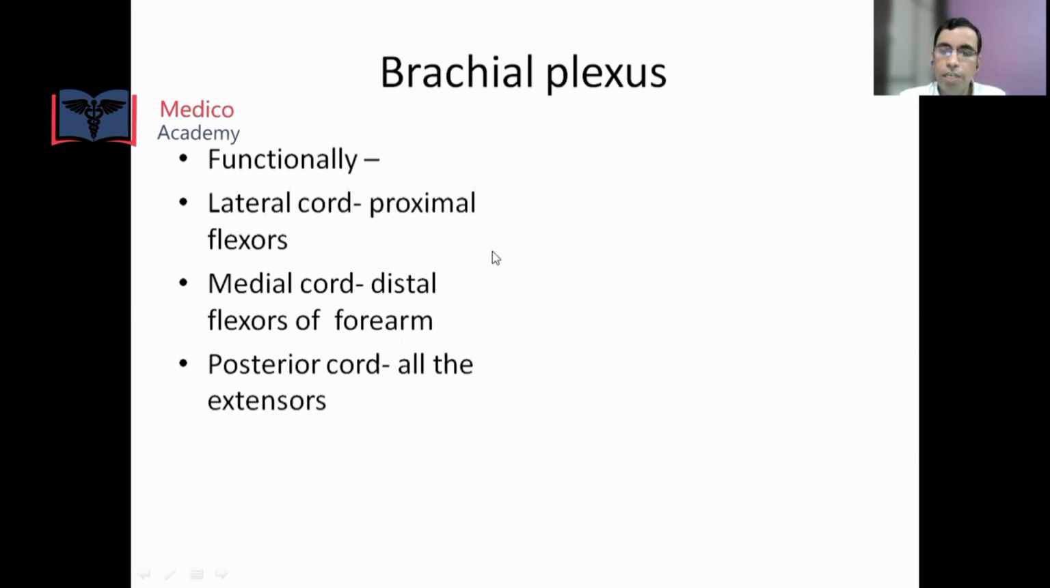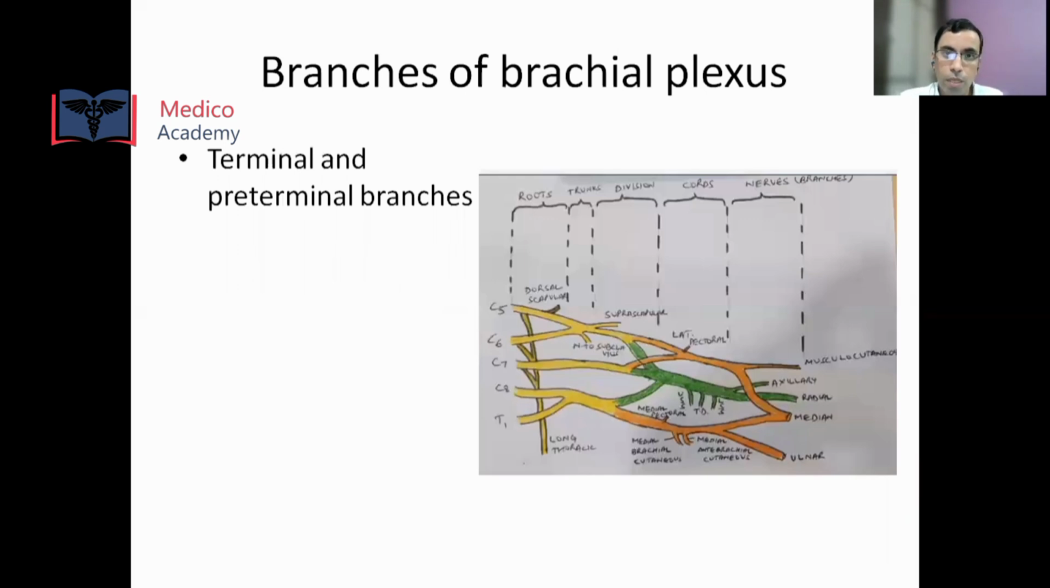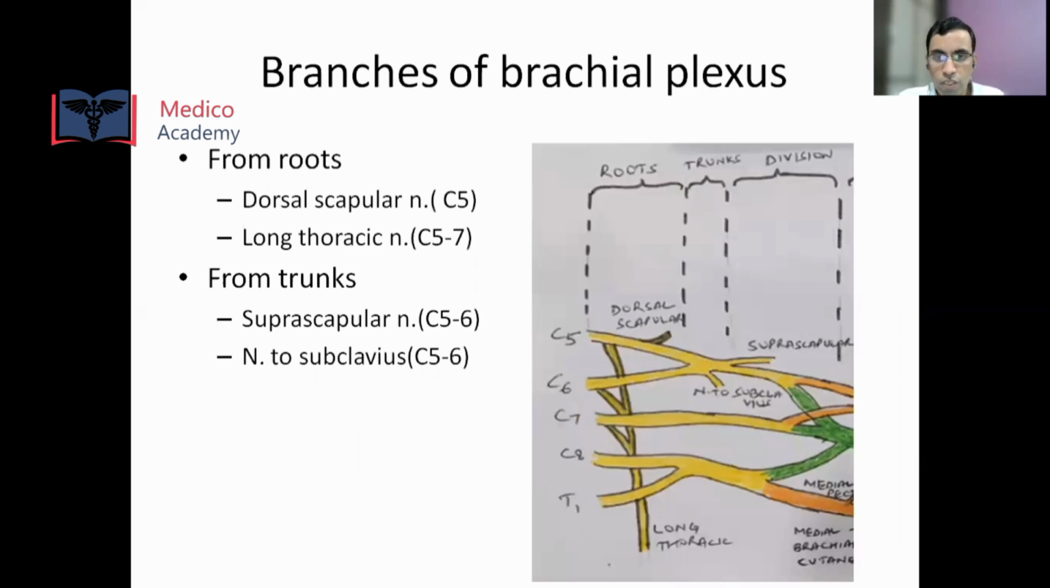Functionally, lateral cord supplies the proximal flexors of the upper limb. Medial cord supplies the distal flexors of the forearm, while the posterior cord supplies all the extensors of the upper limb. There are various terminal and pre-terminal branches of the brachial plexus. From roots, there are 2 branches that arise. This includes dorsal scapular nerve and the long thoracic nerve. From trunk, suprascapular nerve and the nerve to subclavius arise.